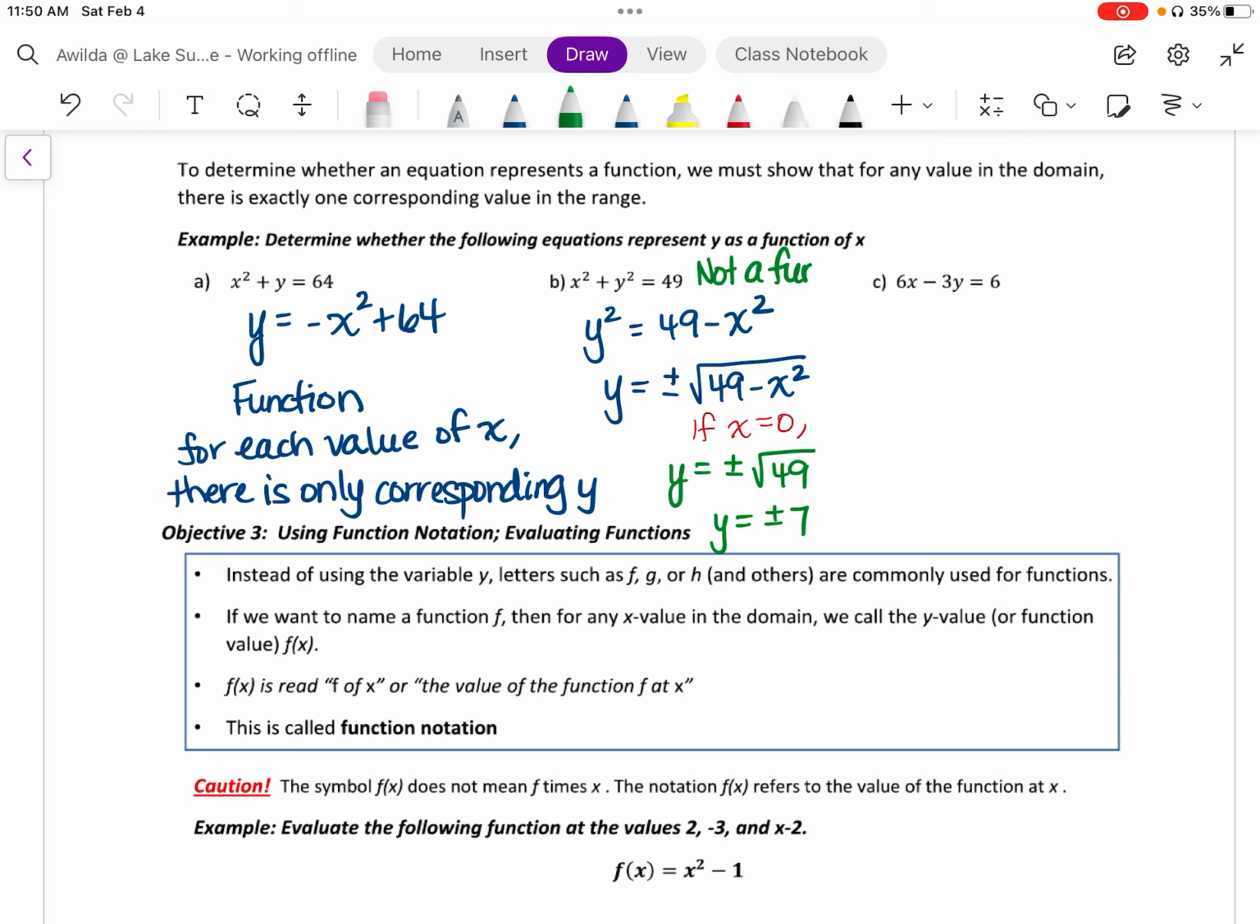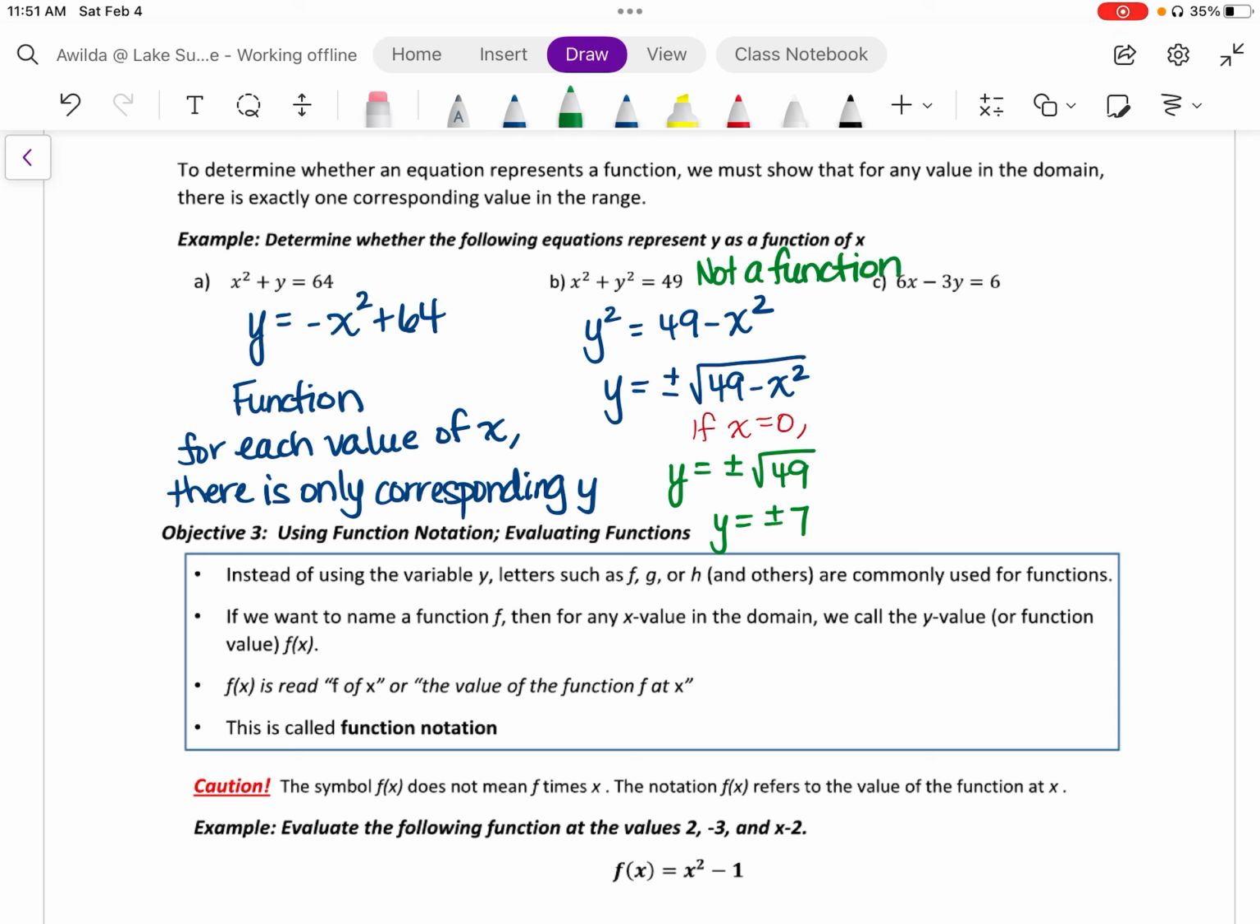In fact, if you recall from our work in Chapter 2 with circles, this equation represents a circle centered at the origin with a radius of 7. If you think of the graph of the circle, certainly you can think of points that are vertically aligned, meaning that they have the same x-coordinate and yet they have different y-coordinates. So it would fail the vertical line test.